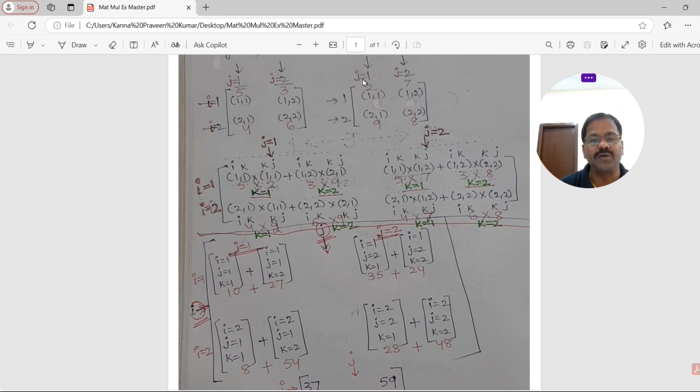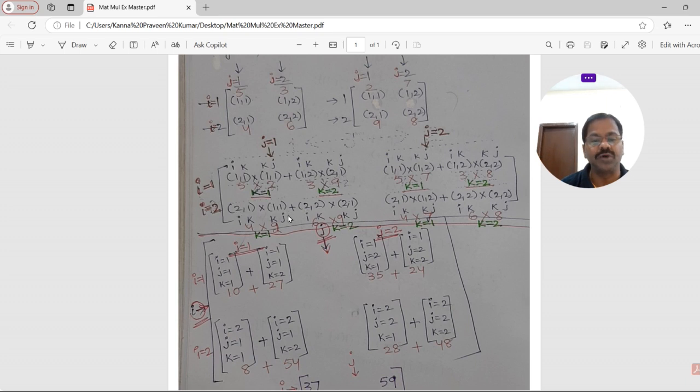Similarly, we multiply 4 into 2 plus 6 into 9. Here I have taken coordinate points 2,1 and 1,1. IK and KJ. Whenever we cancel K, we get the I by J matrix. You see here K is 1, K is 2. Here you see 4 into 2 plus 6 into 9. At the time of 4 into 2, K is 1, and 6 into 9 is in the second row. Now I is 2. You see here I is 2.